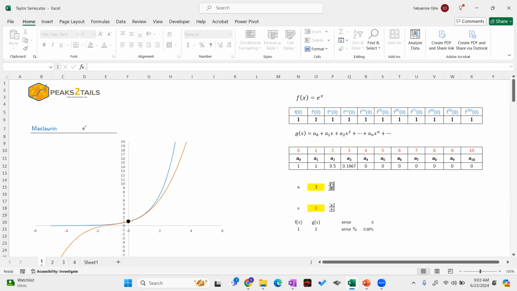Okay, and you can keep increasing. I know you want to see. Oh, I have till 10. So this is beautiful, right? Practically the same curve.